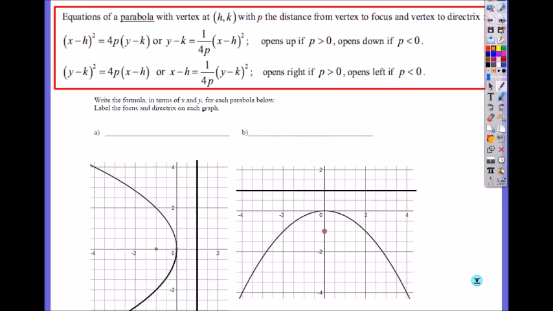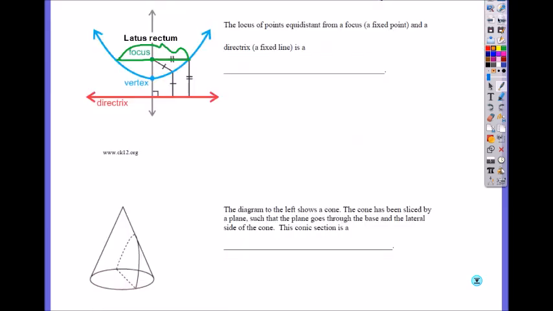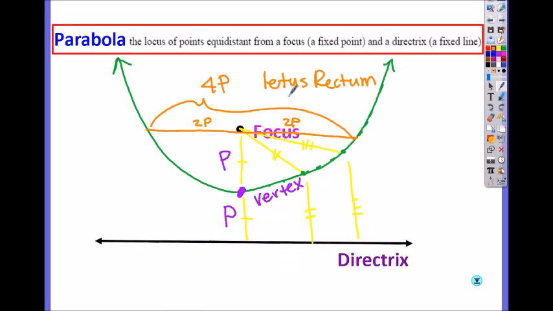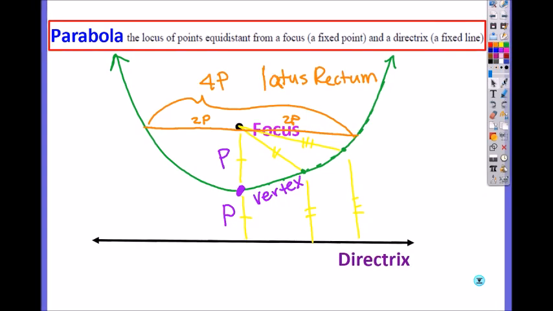Actually, is it L-A or P? Latus rectum. There is a line that will fold the parabola in half, so it has to go through the focus and the vertex, right? It will always be perpendicular to the directrix. This line is called what? Line of, yeah, symmetry.